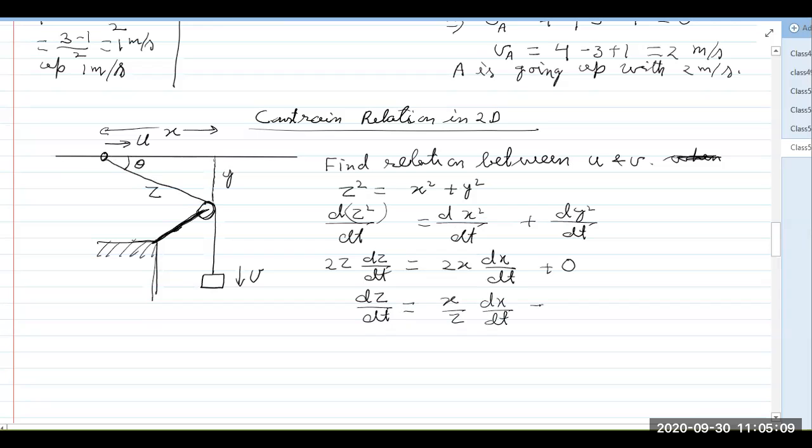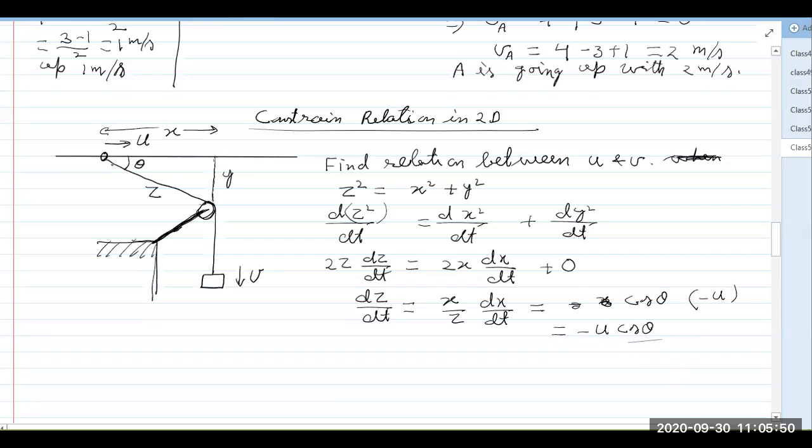Okay, so now dx by dt, the rate of change of x, is minus u, because u is the negative of the rate of change of x. The x is this distance. And x by z will be cos theta, you can see this is x and this is z. So we can write minus u cos theta. So this is dz by dt, meaning z is decreasing at this rate.